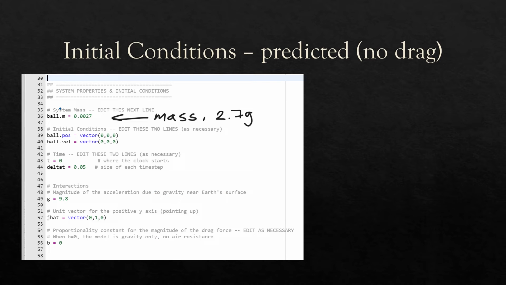The initial conditions for the predicted motion are the following. For mass, we have 2.7 grams, which is 0.0027 kilograms. The velocity and position are at the origin. Then our gravitational constant is 9.8, and our proportionality constant is equal to 0 because we're not considering drag.